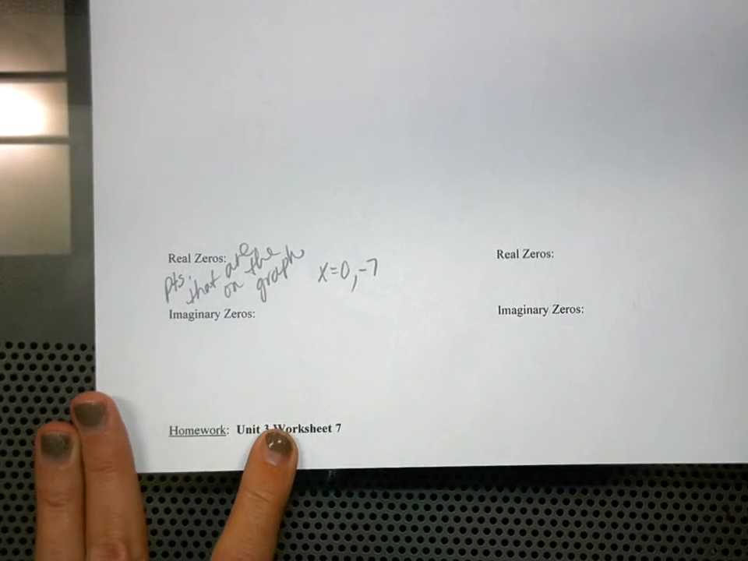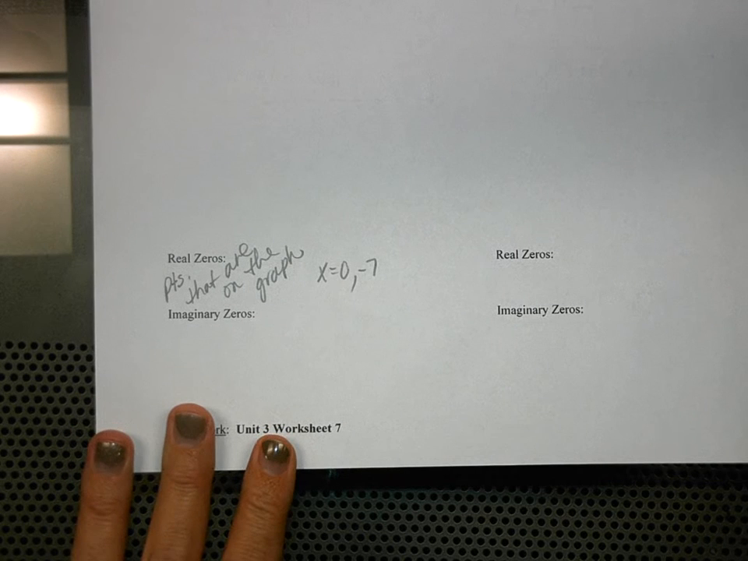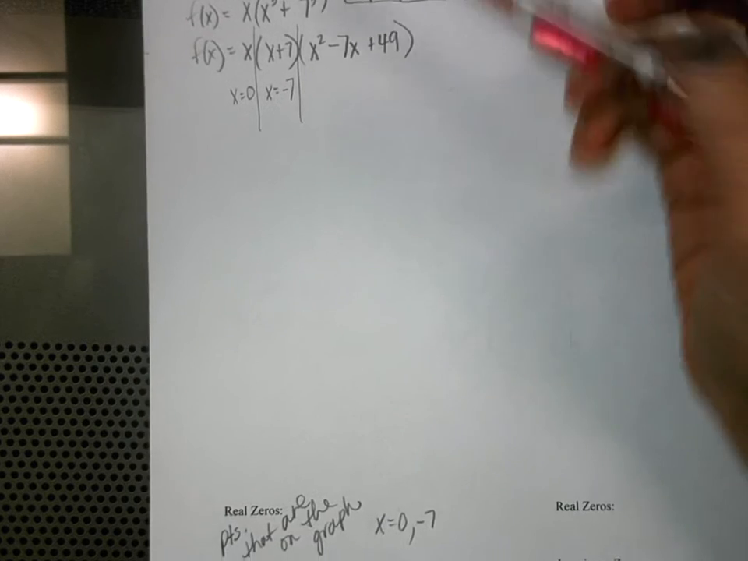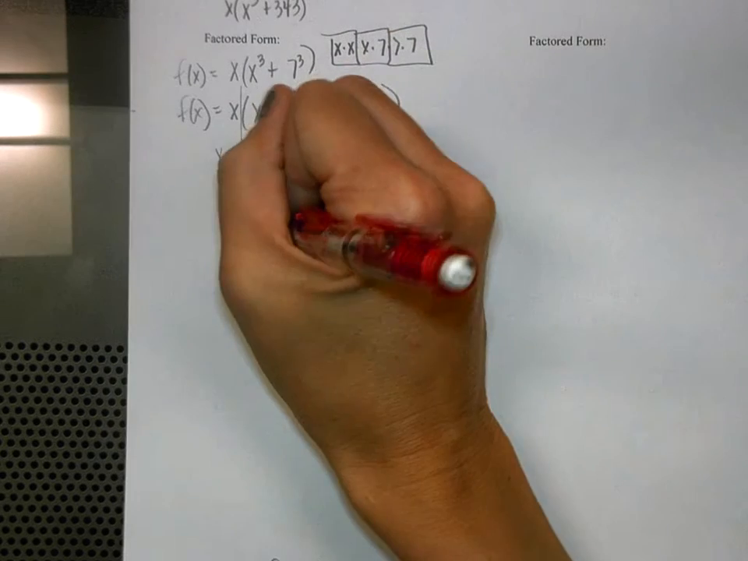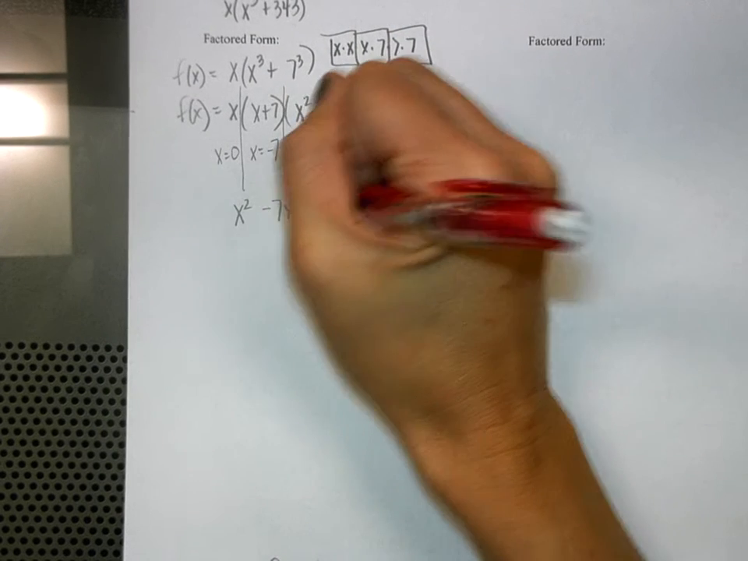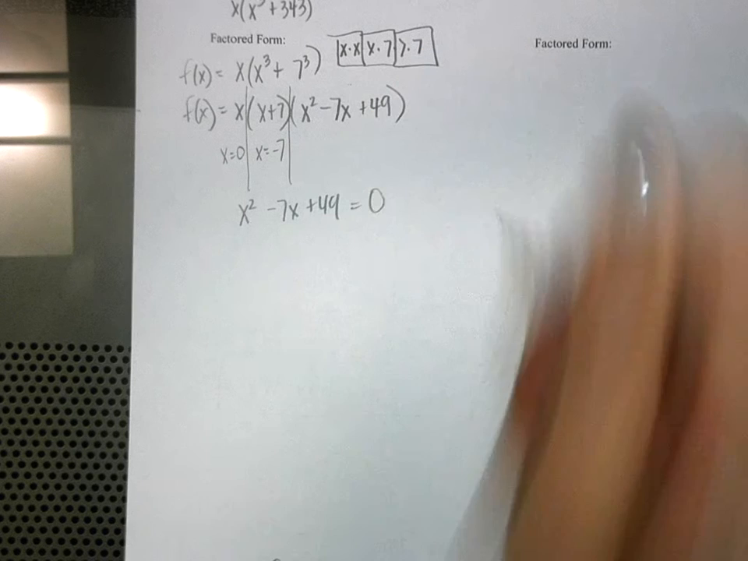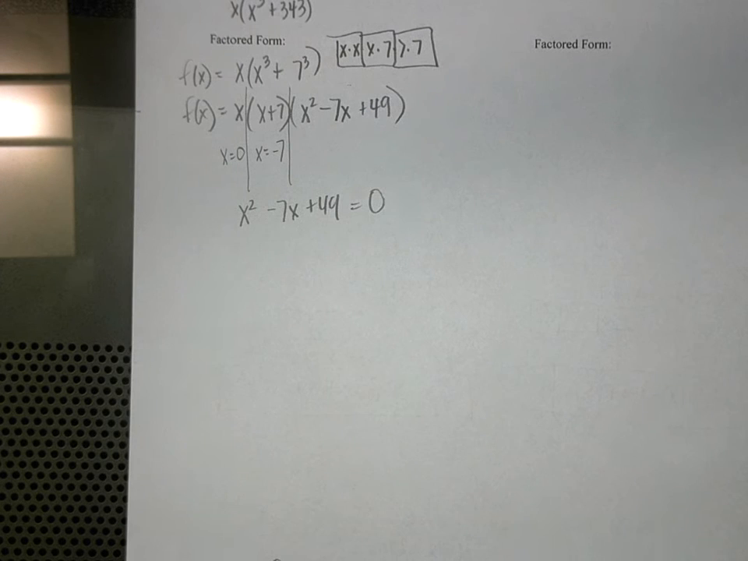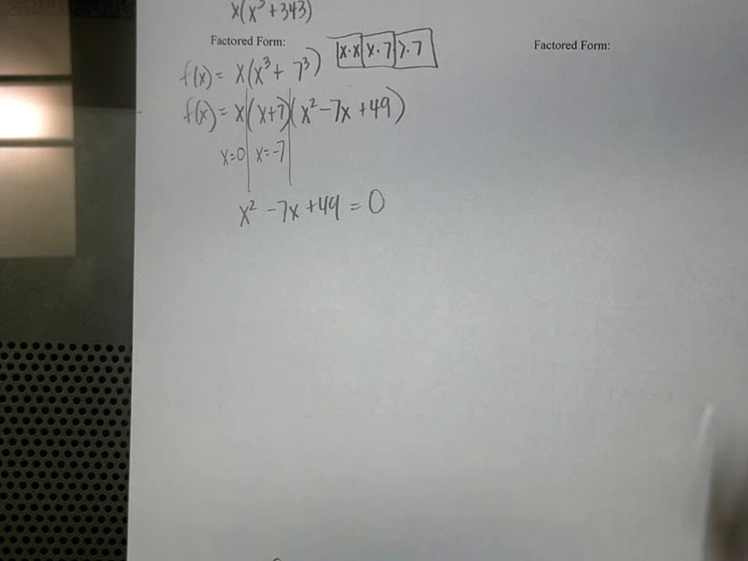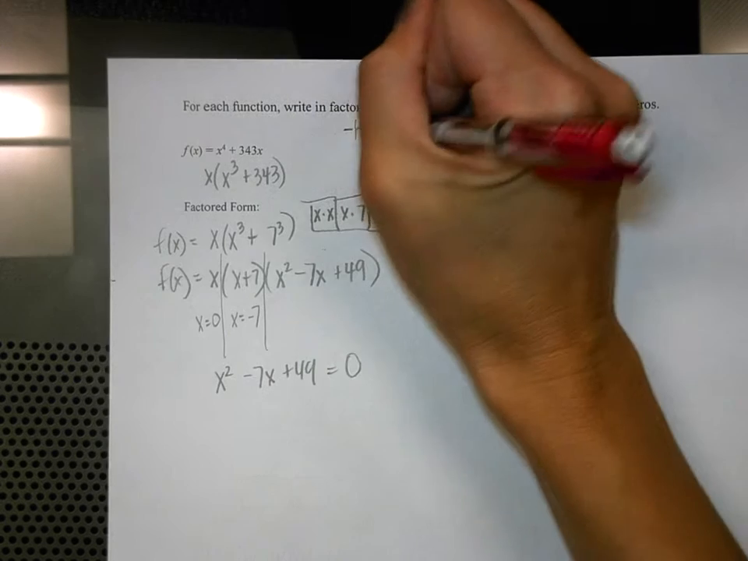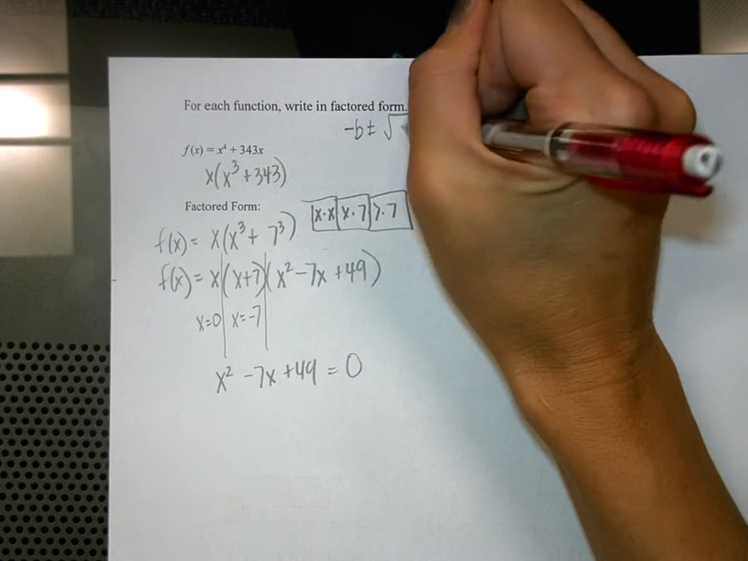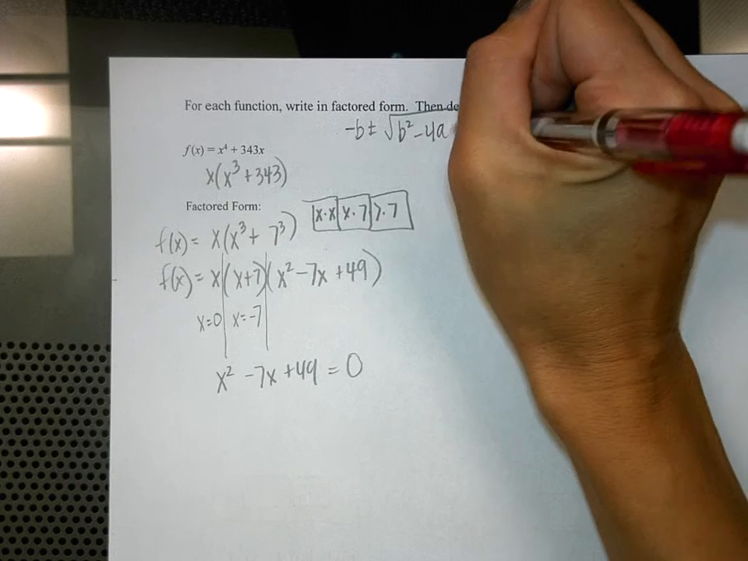Now there's imaginary zeros, and those cannot be put onto the graph. Okay, and so we're going to do the same thing back up here with this factor. We're going to set it equal to 0. So we have x squared minus 7x plus 49 equals 0. And that cannot be factored. There aren't any numbers that multiply to be 49 that add to be -7. And so we're going to use the quadratic formula. So just in case you have forgotten that, I'm going to write that up here. Negative b plus or minus the square root of b squared minus 4ac all over 2a.